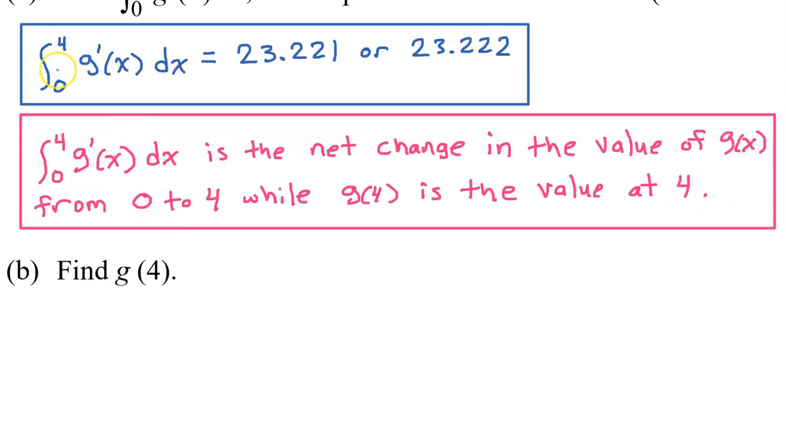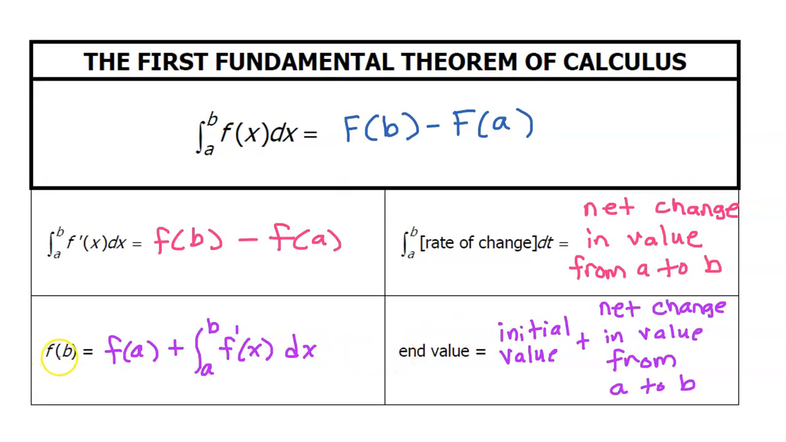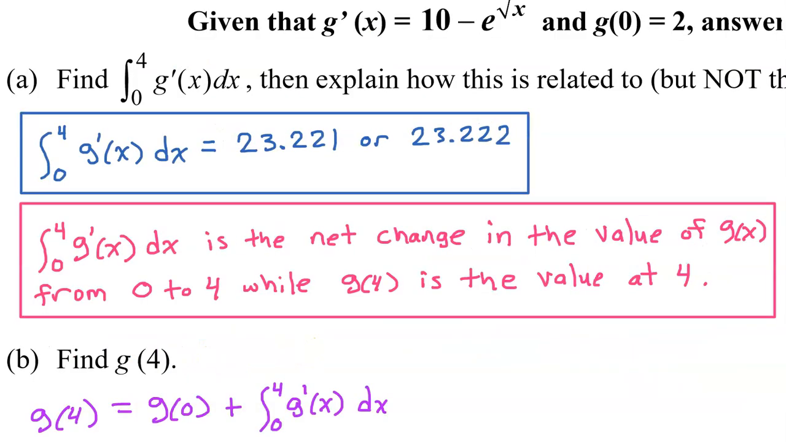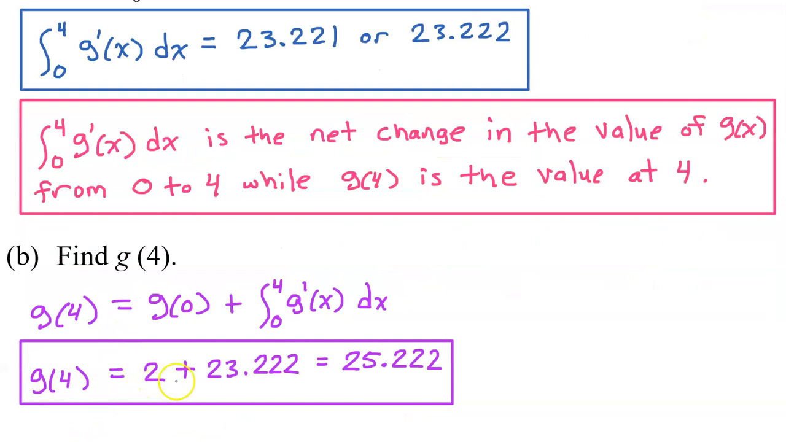Looking back at this problem, we have the integral of g prime from 0 to 4. This represents the net change in the value of g from 0 to 4. That means that g at 4 is the end value, and g at 0, since we're going from 0 to 4, is the initial value. According to our first fundamental theorem of calculus, the end value will equal the initial value plus this integral. In the setup, we were given that g at 0 is equal to 2, so we can substitute 2 for g at 0 right here. In part A, we found that the value of the integral is 23.222, so we can make that substitution here. So g at 4 equals 2 plus 23.222, which equals 25.222.